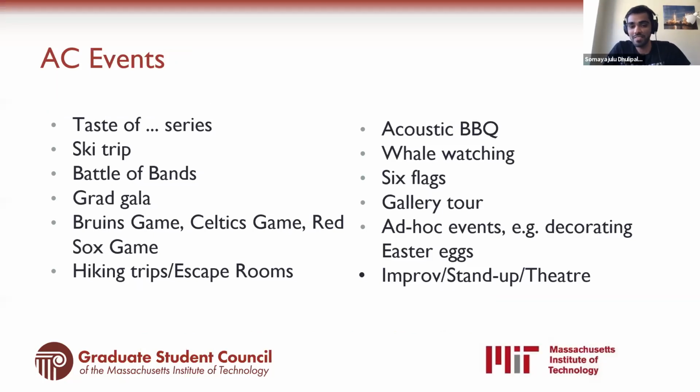So we host a bunch of cool events throughout the year. We have the Taste of series, where we introduce one cultural cuisine every month or once every 2 months. We have the ski trip that happens once in the winter. We have the Battle of Bands that happens once every year, and the Grad Gala. I'll be talking a little bit more about some of the more popular events, but we usually plan a lot of events all throughout the year. Ideally, in the most ideal scenario, we would have all these events. But this year, it depends on how things are going to get back. But at least in the later half of the academic year, we can look at doing some really cool stuff.